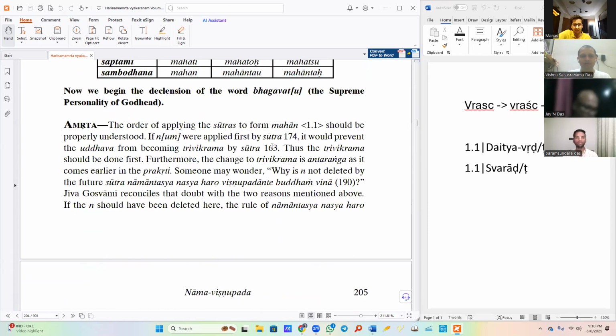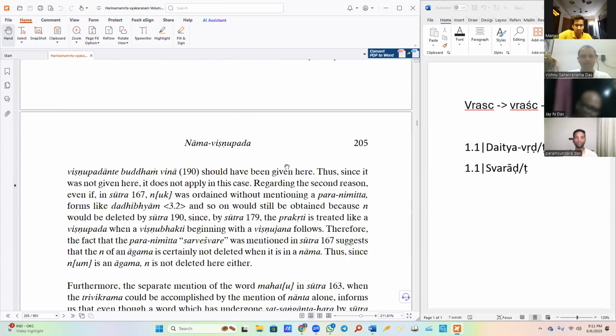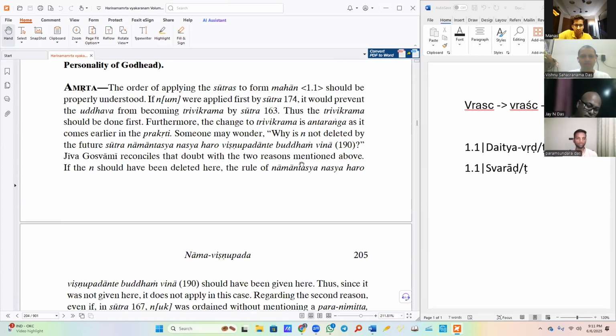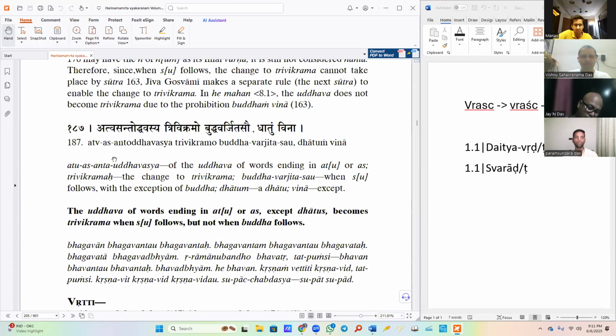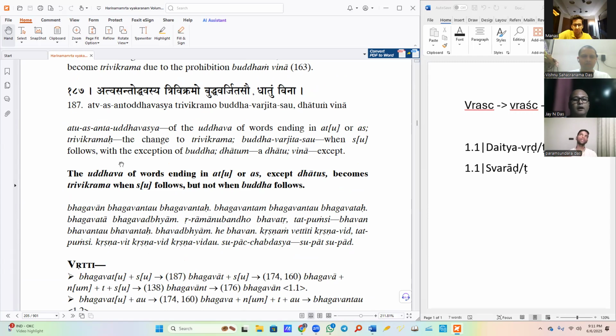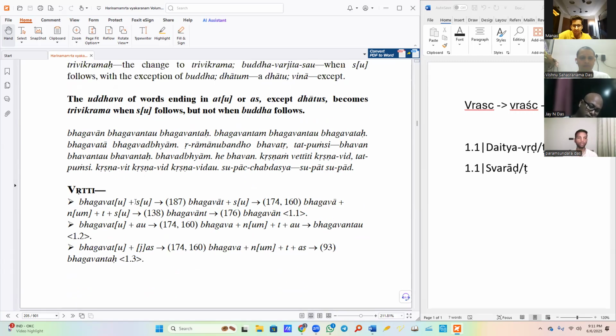So you can do this. Now Bhagavatu is almost similar. So the sutra is Atva Trivikramo Buddhavarjitasau Dhatum Vina. Now, Bhagavatu has the word Atu at the end, right? A, T, A, Ta, and U as indicator letter. The Uddhava of words ending in Atu or As, except for Dhatus, becomes Trivikrama when Su follows, but not when Buddha follows. So Bhagavatu plus Su, Su is following.